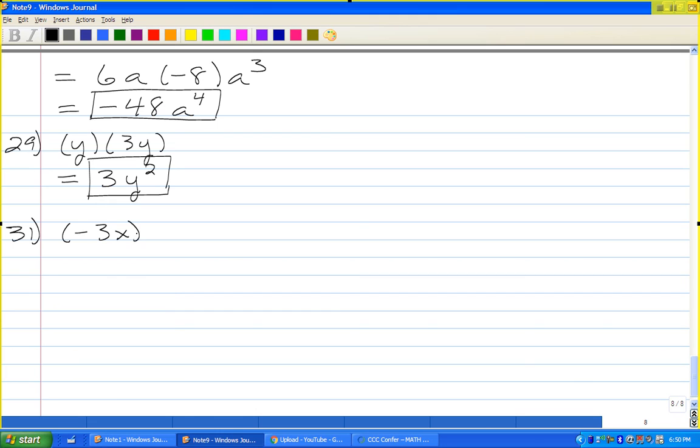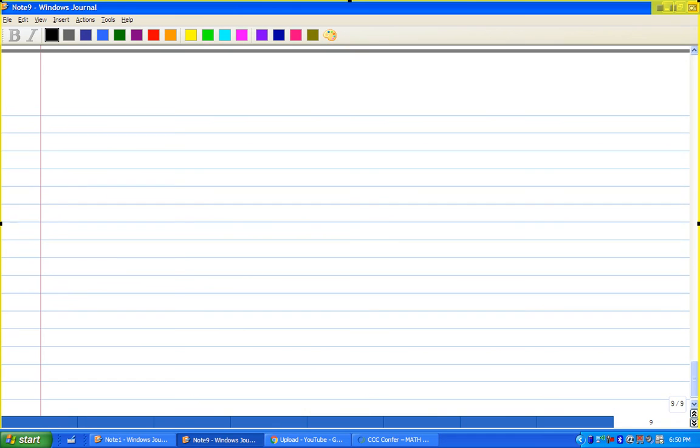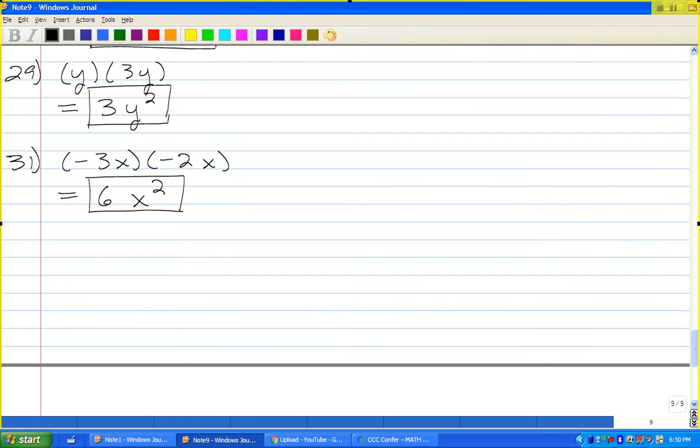Negative 3x, negative 2x. Negative times negative is positive. 3 times 2 is 6. x times x is x squared. Again, you have the same base x, so you add exponents. 1 plus 1 is 2. Problem 33.